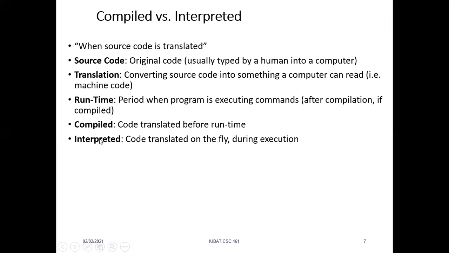And what is a compiled program? That is code that we translate just before the runtime. That means the compiler has translated the code, but the program is still not running. And finally, we have already talked about the interpreted, that is code translated on the fly during the execution. So one line translated, one line executed.